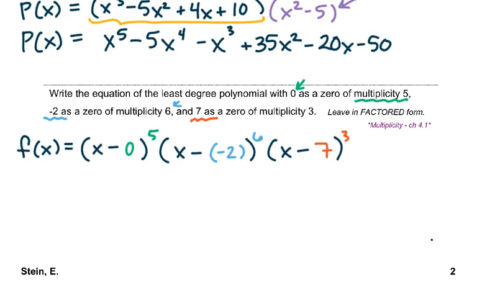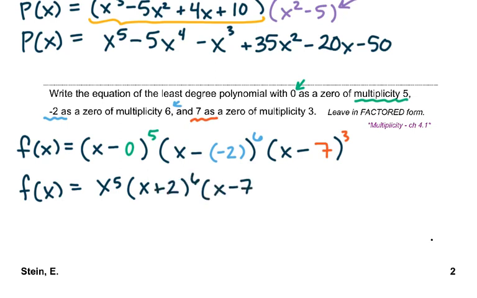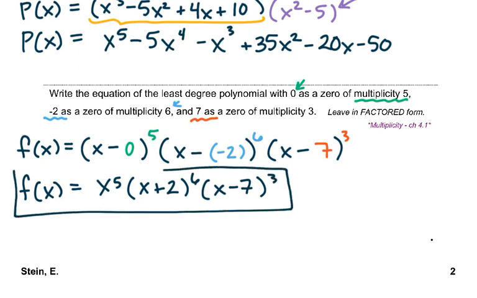So I'm just going to tidy this up a little bit. This is the same as writing f of x equals x to the 5th. I actually don't need parentheses there, so I'll just say x to the 5th. x minus -2 is x plus 2 to the 6th, and x minus 7 cubed. So we are going to leave this in factored form, as it says in the instructions, but we could multiply that out if we wanted.